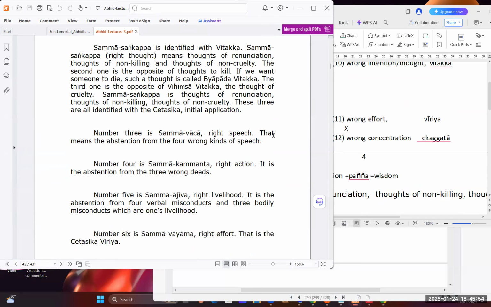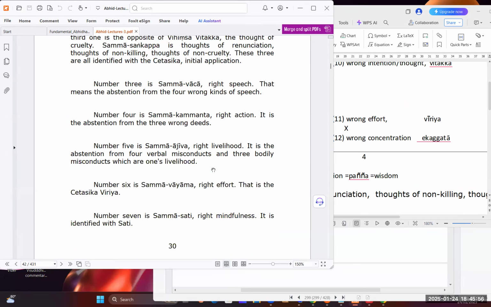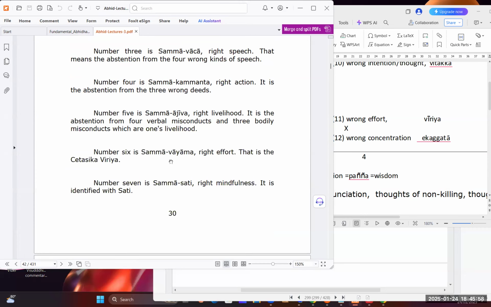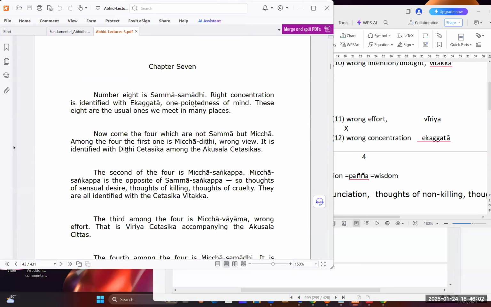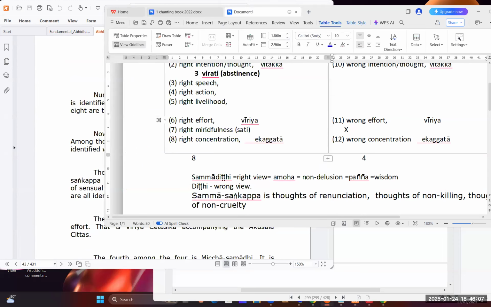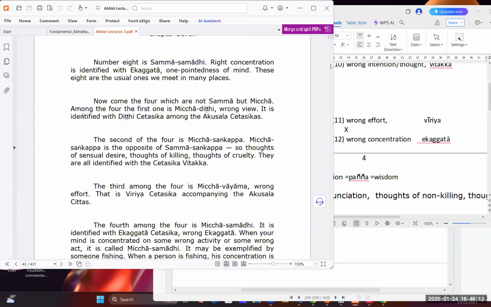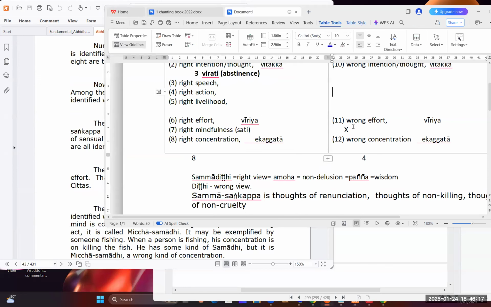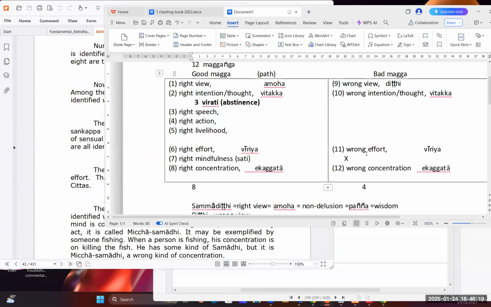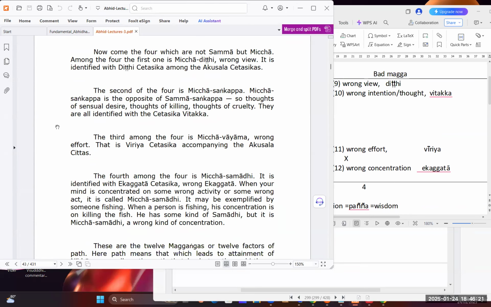After that, you have right speech, right action, right livelihood. Then we have right effort, mindfulness. Now, sama samadhi means ekagata, one-pointedness. So we have the sama samadhi, which is the same as ekagata, one-pointedness. After that, we have four numbers here. So there's an explanation here.